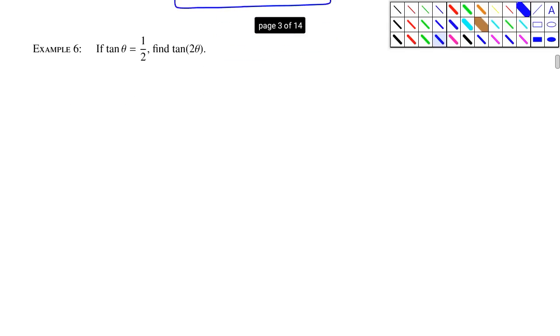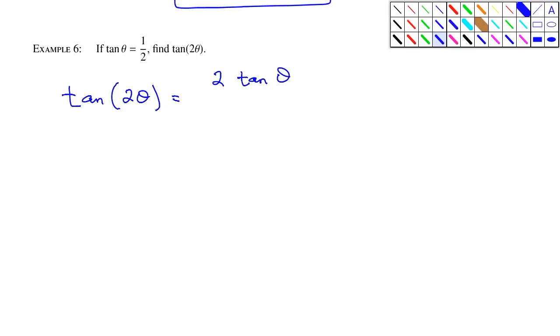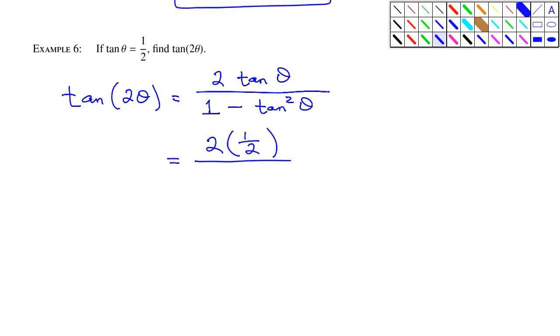Example 6. If tangent theta is equal to 1/2, find tangent of 2 theta. So tangent of 2 theta is equal to 2 tangent theta over 1 minus tangent squared theta. That's equal to 2 times, the tangent of theta is 1/2. So we'll plug that into both versions here. The denominator becomes 1 minus 1/2 squared. Let's work that out a little bit. 2 times 1/2 is just 1. The bottom is 1 minus 1/2 squared, which is 1/4.